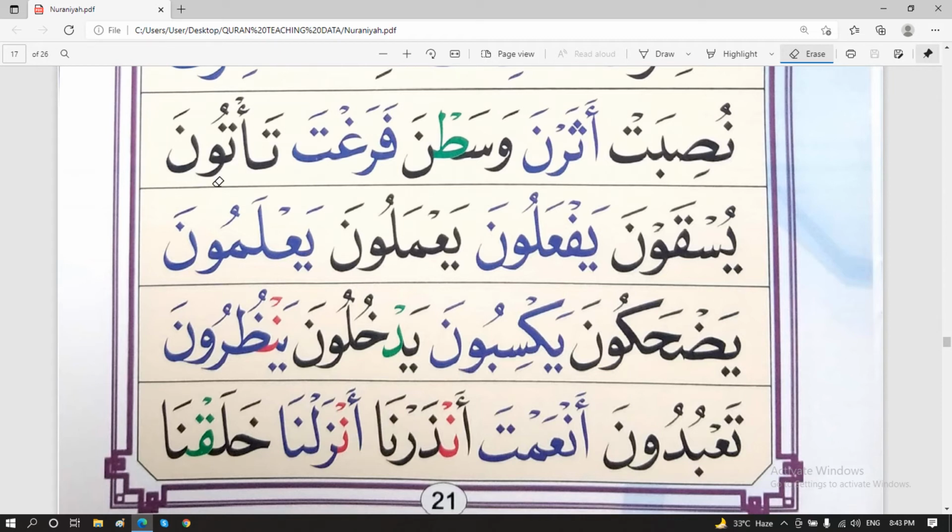This is wow madda, right? I told you, wow before, a little before, wow has dhamma. If wow has sukoon, I mean no sign, no vowel like fatha, dhamma, kasra, and the letter before wow has dhamma, in this special case we will pronounce that vowel a bit longer, right? We will stretch it for 1 second.